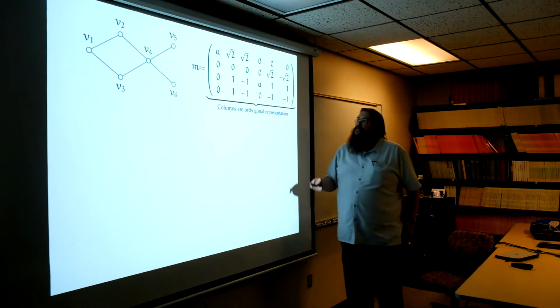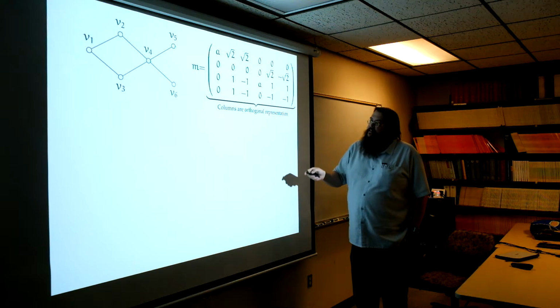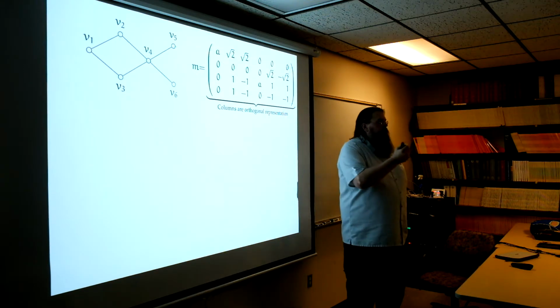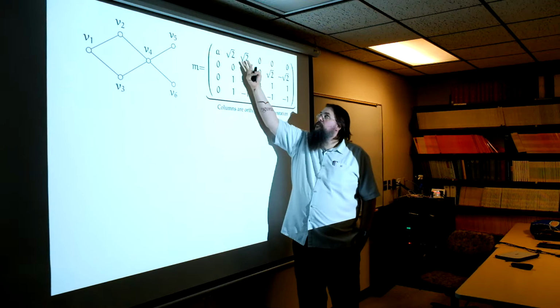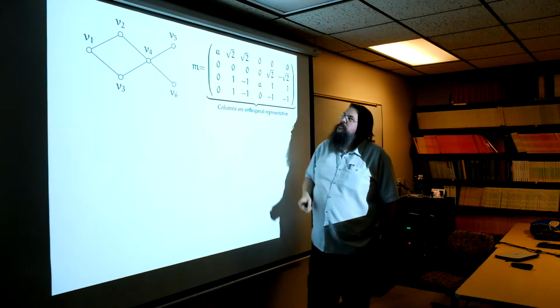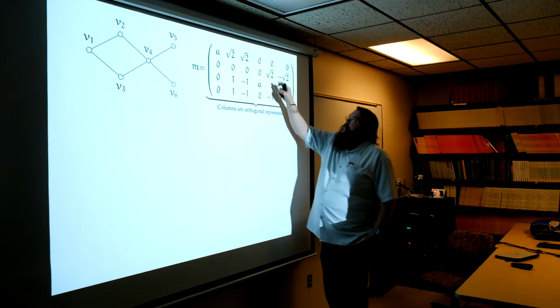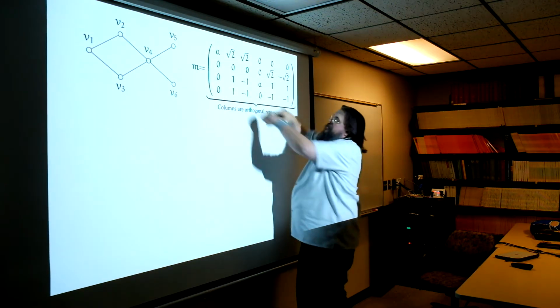Well, if two vertices are not adjacent, so for example V2 and V3 are not adjacent, then the corresponding columns should be orthogonal. So you can check 2 plus 0, minus 1, minus 1 is 0. On the other hand, if they are adjacent, then the corresponding columns should be non-orthogonal.